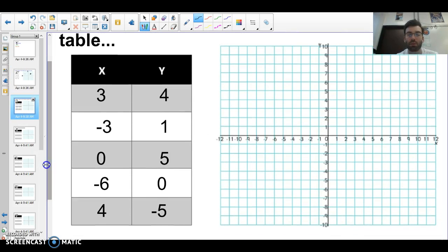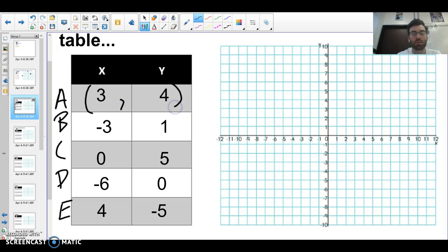We looked at tables on Monday. Tables are another way to write ordered pairs. So if this is point A, then this is point B, C, D, and E. You can imagine tables as the parentheses, just like that. 3 comma 4, over 3, up 4. There's your dot right there, and that's point A.